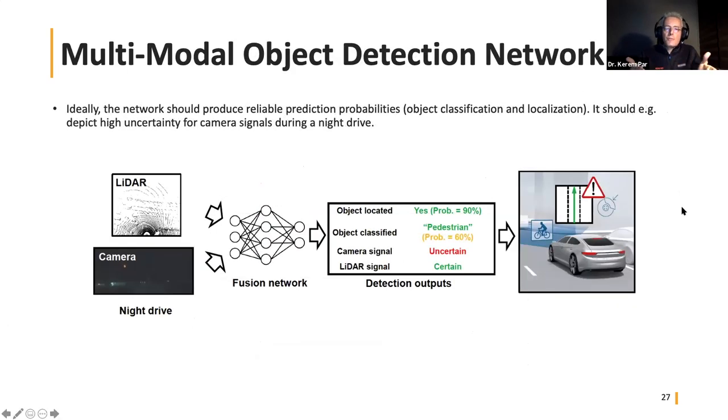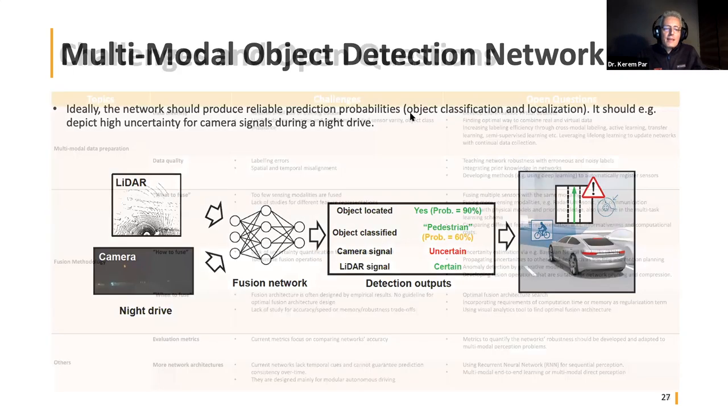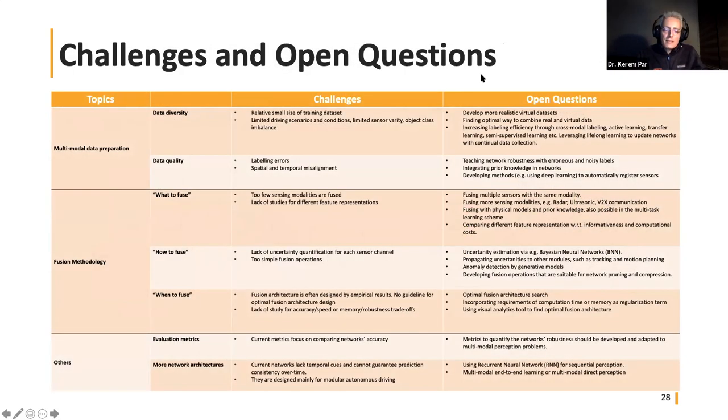So for object detection, for instance, we are considering such a deep neural network getting input from the multiple sensing modalities, LiDARs, camera, radar, etc., and generating the appropriate outputs, class probabilities, locations, etc. So this can also be called deep multimodal perception. However, there are lots of challenges and open questions while developing such a deep learning based multimodal perception system.